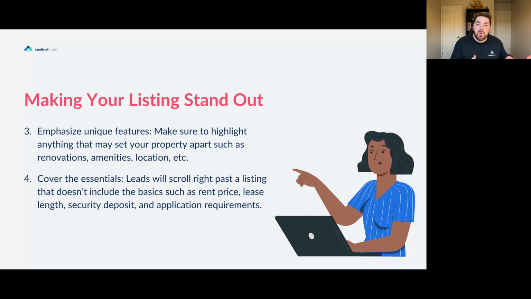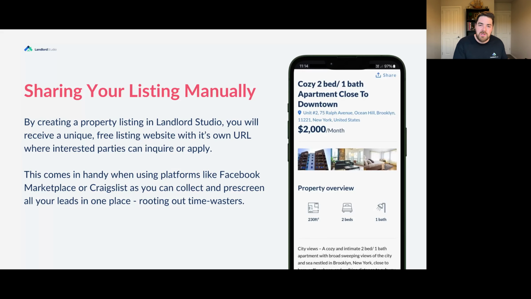Now, when you create your listing with Landlord Studio, again, we create a free listing website for you. This is on the Landlord Studio side, and it comes with a unique URL. So from this page, prospective tenants that are not coming through Zillow, Zoompa, etc., have the opportunity to also inquire and apply on your property. This means that if you use marketplaces like Facebook, which don't allow automatic posting of listings, then you can simply share your unique URL in your Facebook Marketplace listing or on your Facebook feed.